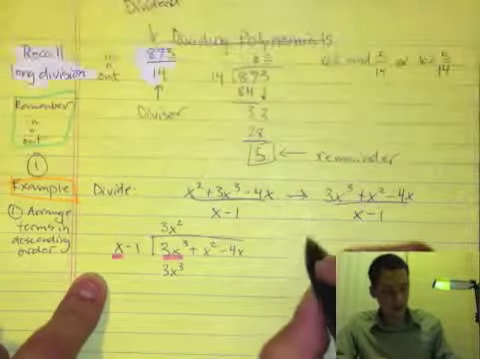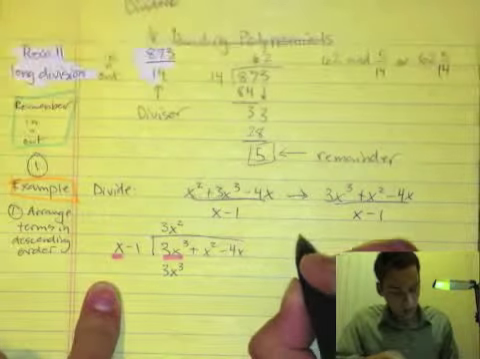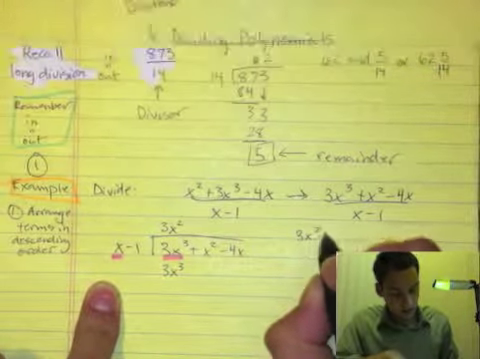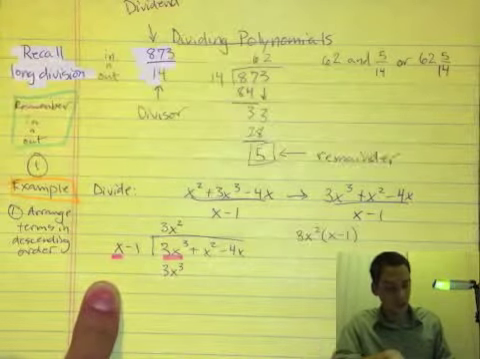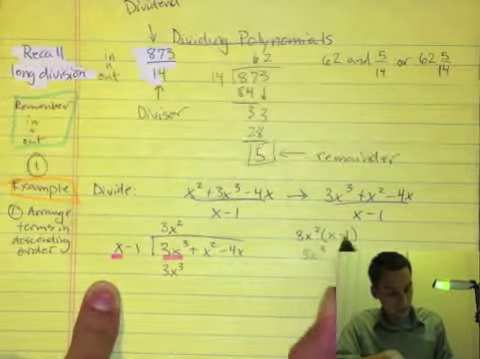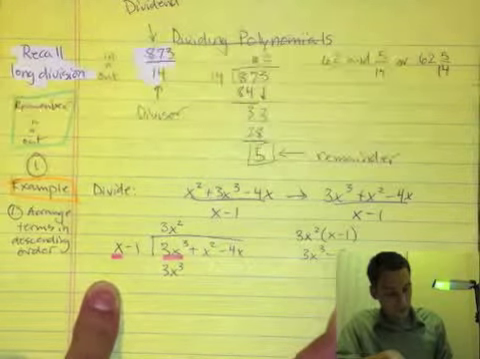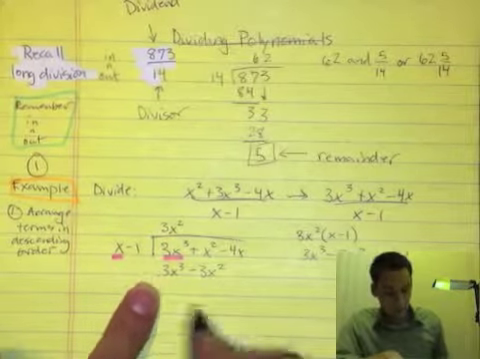So on the side, I'm gonna show you right here what I'm actually doing, can you guys see this? Is 3x squared times x minus 1. This is the work for what's happening here. And then this equals 3x to the third minus 3x squared. So that's what comes down here, minus 3x squared.